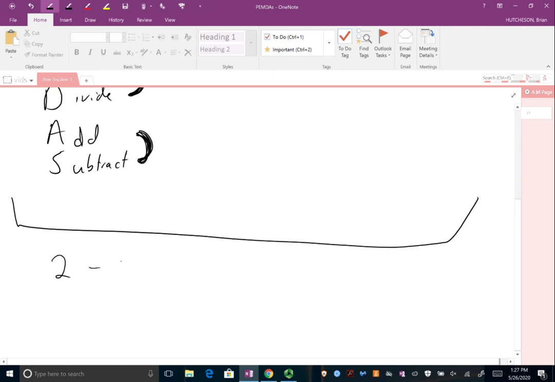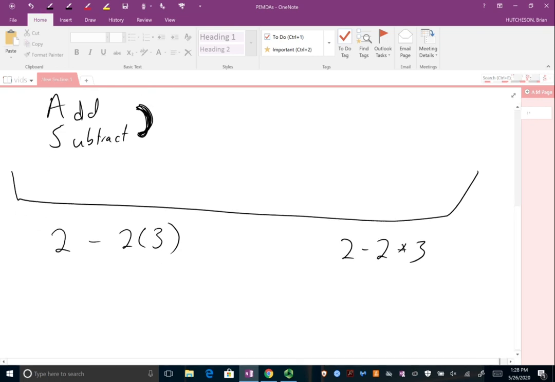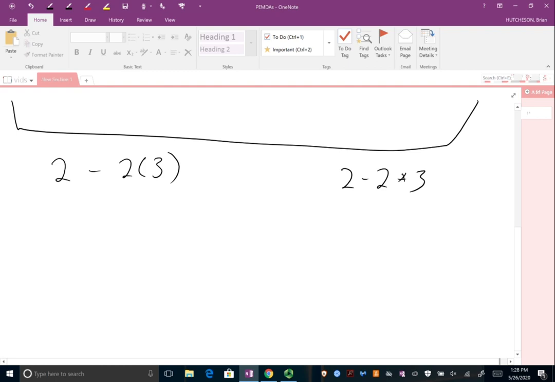So let's do 2 minus 2 times a 3. And please note, this is the same thing as 2 minus 2 times a 3. I don't like using the x because an x is a variable, and well, you're going to get a lot of x's later on. So if we just read left to right with absolutely no rules whatsoever, 2 minus 2 would give me 0. And 0 times a 3 would give me 0. And that would be the wrong answer.